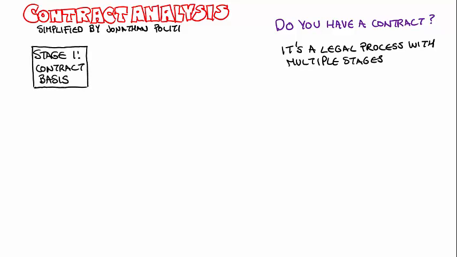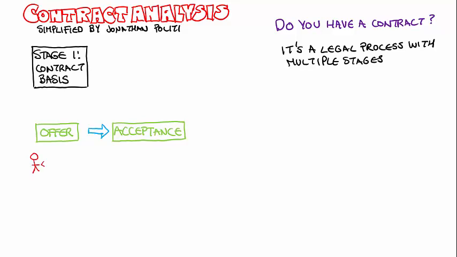Stage one is the contract basis. You got an offer, you got acceptance, and this is the first part of the process to determine if you have a starting point for a contractual agreement. It's offer and acceptance. You have to have a valid offer to do something from one party to another, and then acceptance of that by the other party with the terms of the offer. Terms have to match. And it has to be mutual, meaning both parties have to agree to the terms.